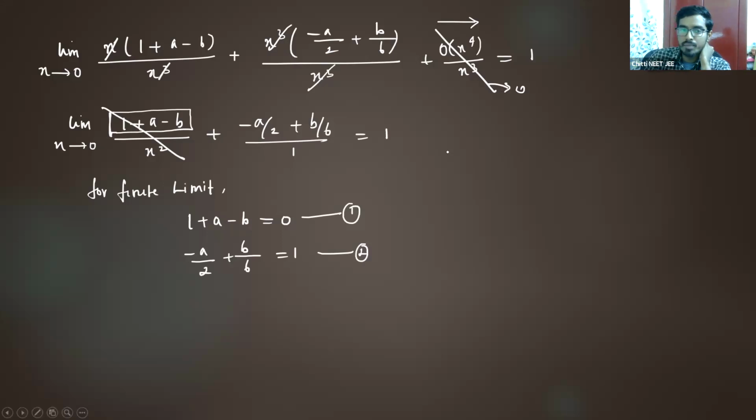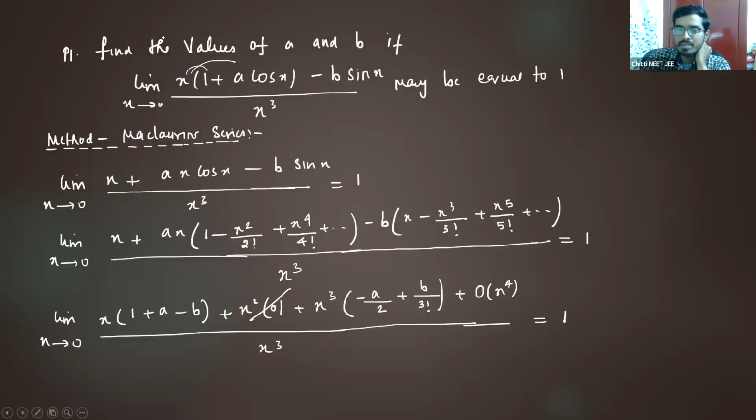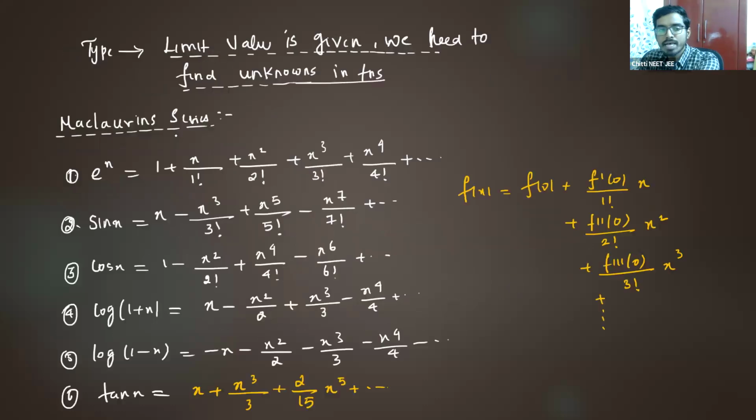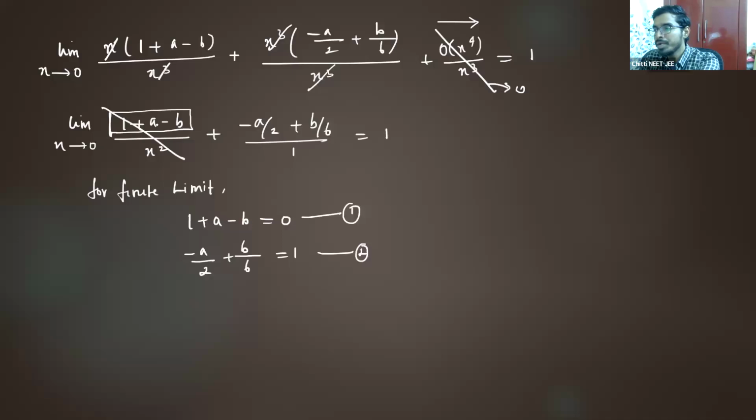Is it clear? I'll repeat. What I did is I just collected all x terms, x square terms, x cube terms. Since the denominator is x cube, I don't need any term other than x cube, nothing at x power 4 or above. Now you divide separately. So x cube will get cancelled. So this has to be 0 for a finite limit, and this has to be equal to 1 because this is 0. So solve for a and b.